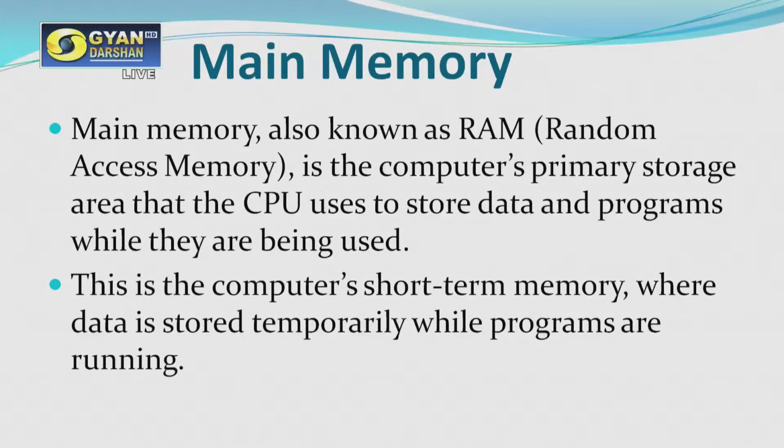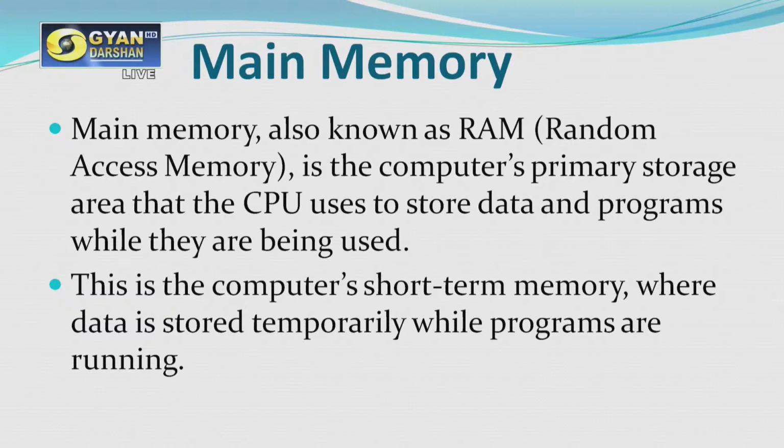When you want to execute the program, it has to be situated in the main memory. Until it is located in the main memory, the CPU can't execute the instructions straight away from the hard disk. So this is the computer's short-term memory, where data is stored temporarily while programs are running. Suppose you are running a Word application; the Word application needs to be located in the RAM, or shifted into the RAM.